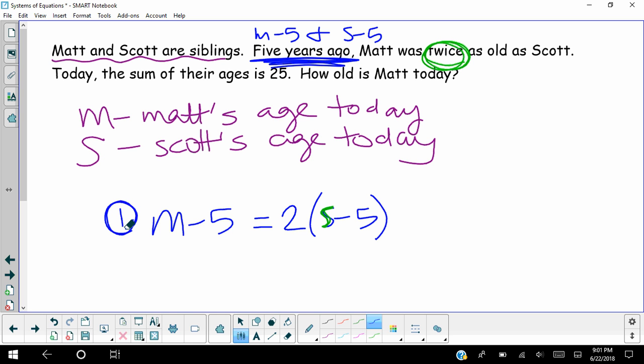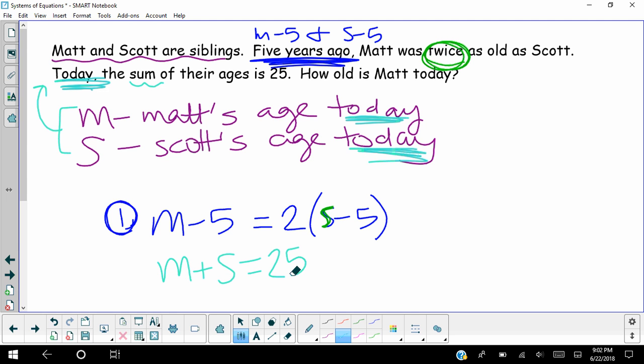Okay, today the sum of their ages is 25. Well, since I see this today part, I can use the M and the S because I used their ages today for that lettering system. So the sum of their ages is 25. So M plus S equals 25. And that's our second equation.